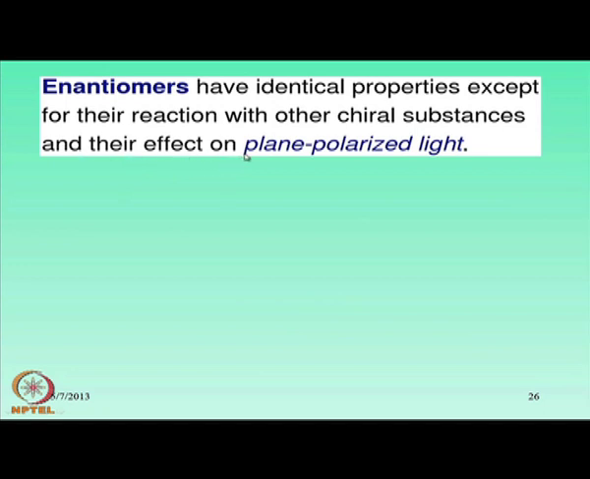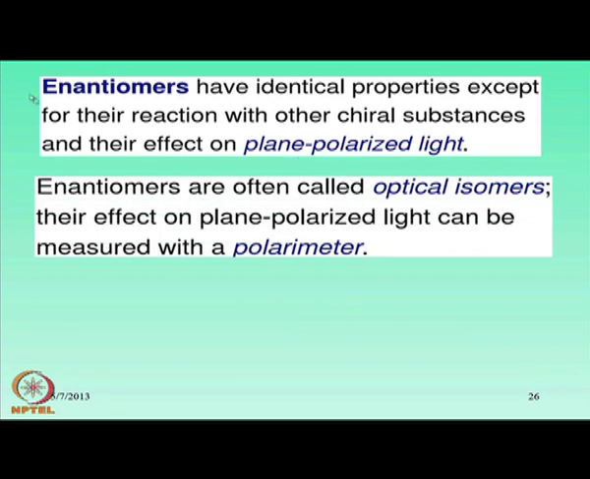The other property is that they behave differently with plane polarized light. Plane polarized light will behave differently with the two different enantiomers. So, enantiomers are therefore called optical isomers. If we have two enantiomers, we call them optical isomers, and their effect on plane polarized light can be measured using a polarimeter. If plane polarized light passes through a solution of these optical isomers, we will see that the plane of polarization is rotated.